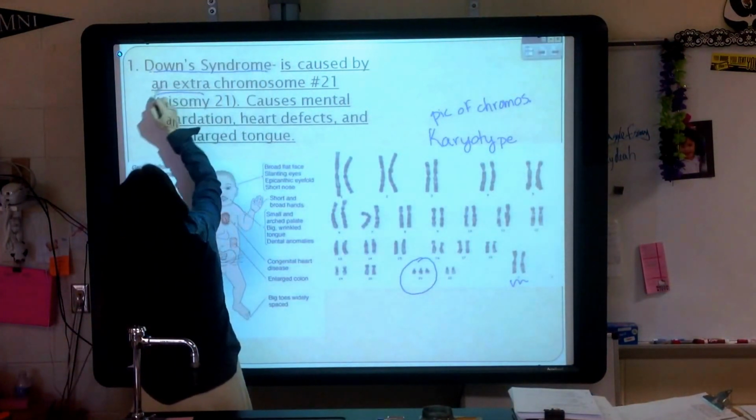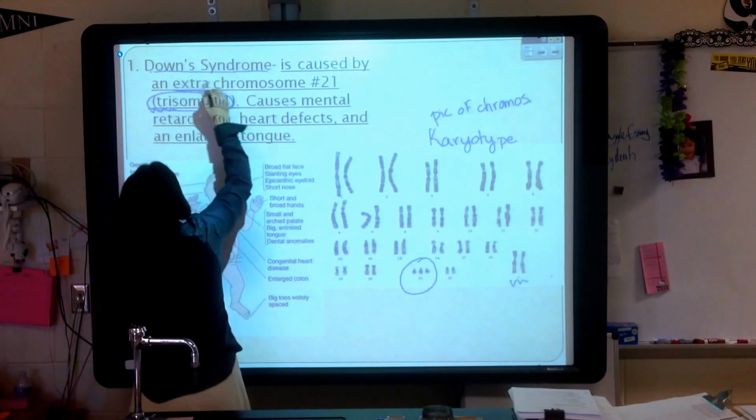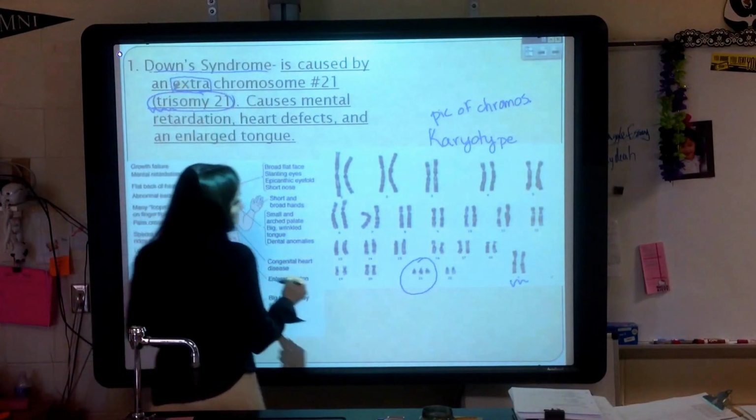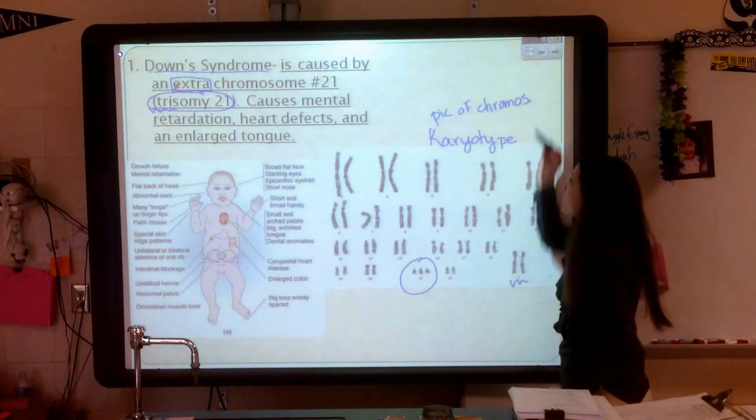So you do need to know the term Down syndrome. You do need to know that it's called trisomy 21, and tri because they have an extra chromosome. Tri meaning 3 when you're only supposed to have 2.